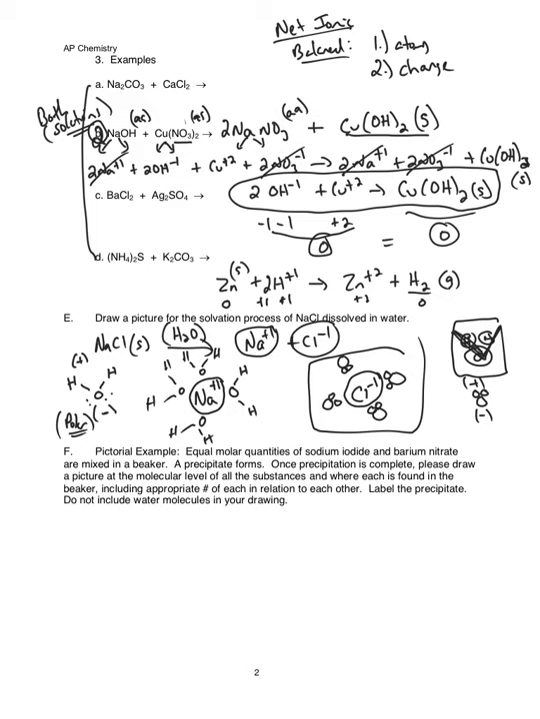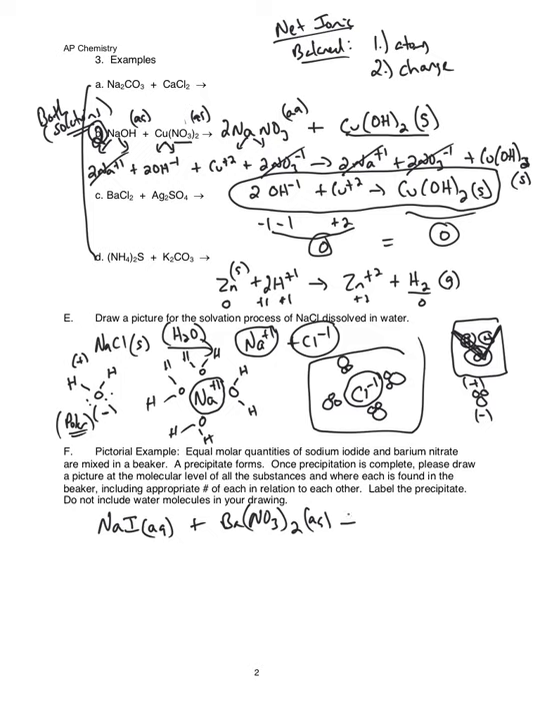All right, last thing. It says equal molar quantities of sodium iodide and barium nitrate are mixed in a beaker. All right, so I've got sodium iodide, and they said solutions. On the quiz or test, I would say that they're solutions. Barium nitrate is Ba(NO3)2. Any element in group 2 has got a +2 charge. Nitrate's always -1. These are soluble because sodium is in group 1.